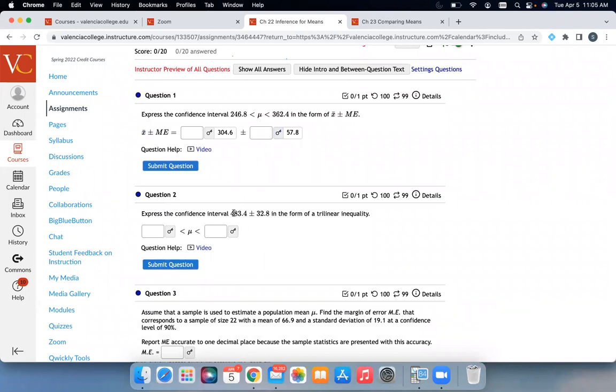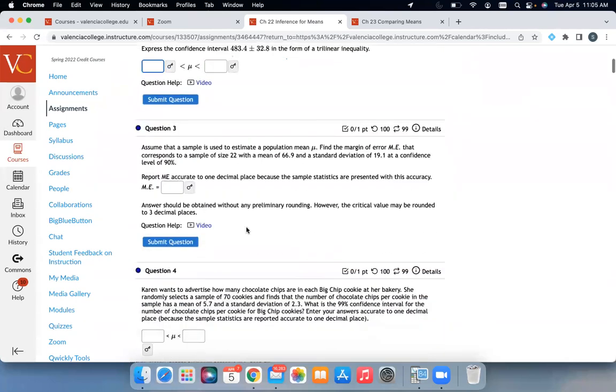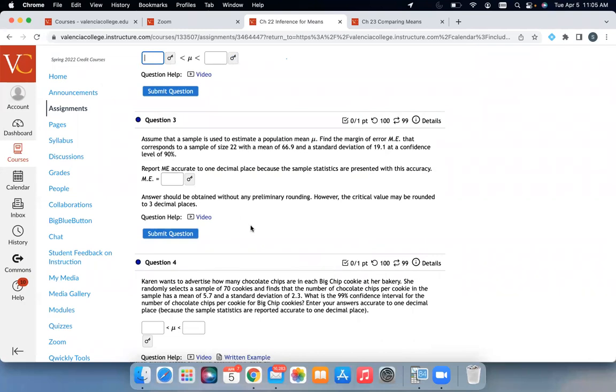Now they've given us the sample mean and the margin of error, we want to write it back in a form like this. So just middle plus the margin of error will be the high, middle minus will be the low. Okay, let's actually do one here. Let's find a margin of error.